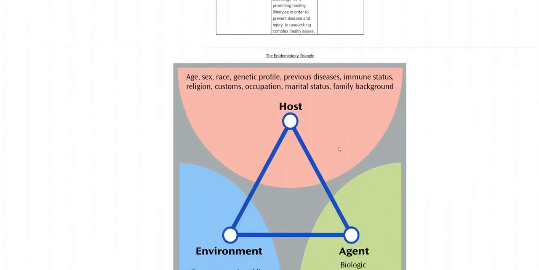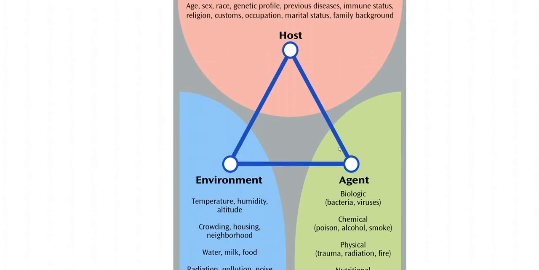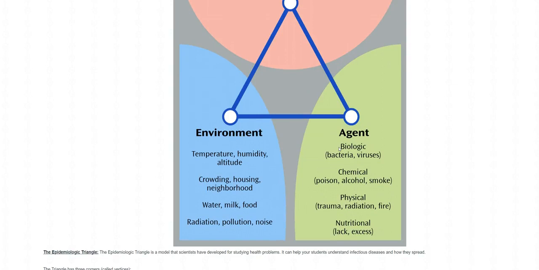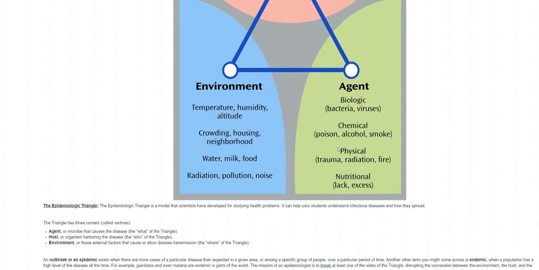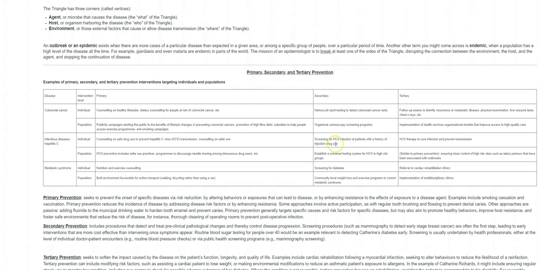And then below that, you'll find the epidemiology triangle, where you have your host, environment, and agent. And this is the model that scientists have developed when studying health problems. And the aim is to help us understand infectious diseases and how they're spread.